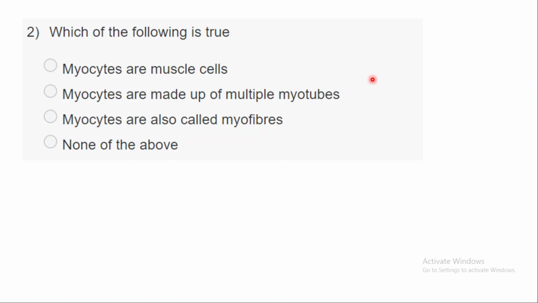Which option do you think is the correct answer? Let's take a minute and ponder over this question. Think about what myocytes are. If you see, all these options tell us what myocytes are. Which of these definitions do you think correctly depicts a myocyte? I think this is an easy one, and many students would be able to answer this. Are myocytes muscle cells, or are they made up of multiple myotubes, or are they also called myofibers?